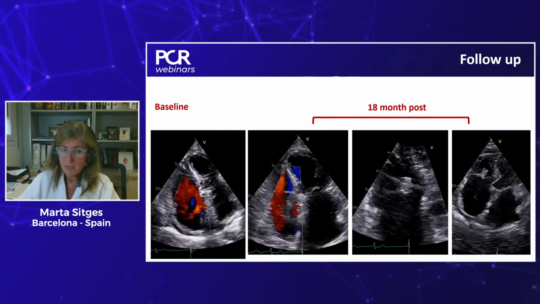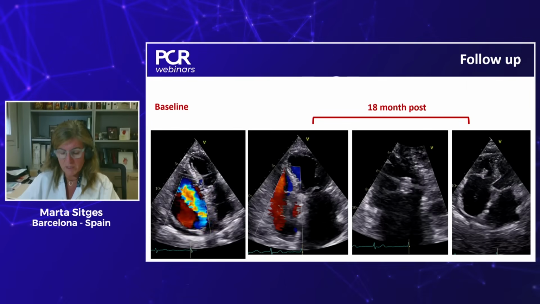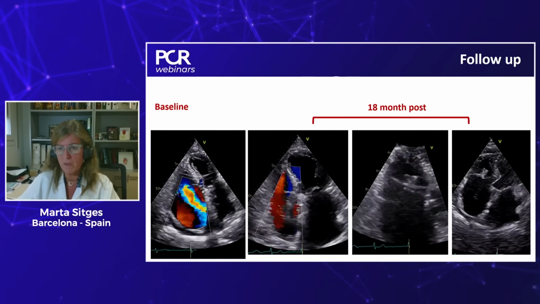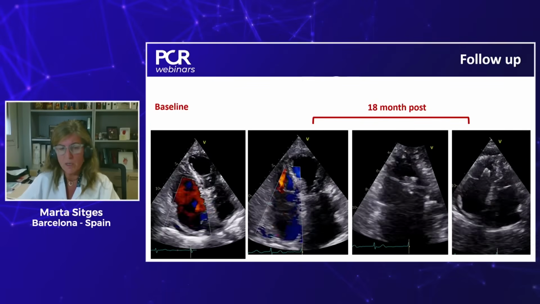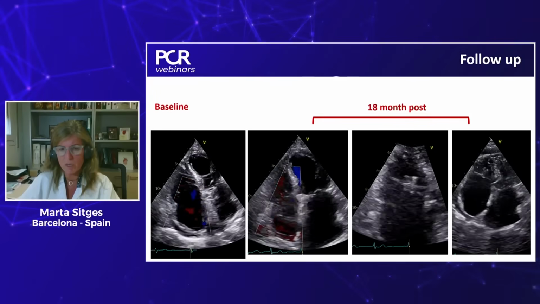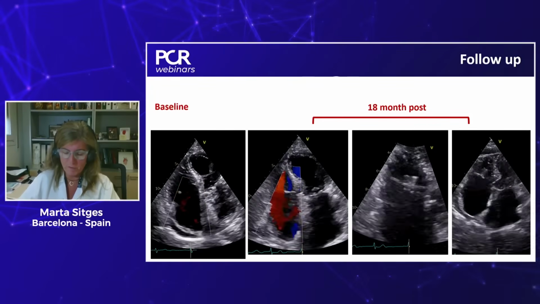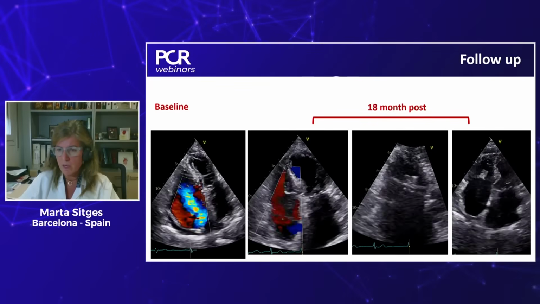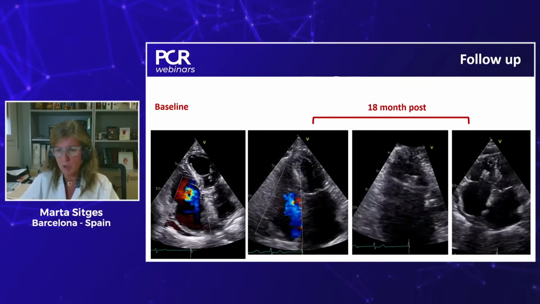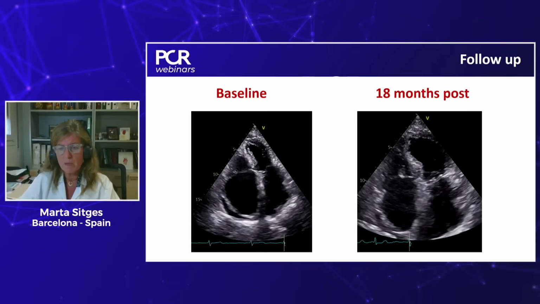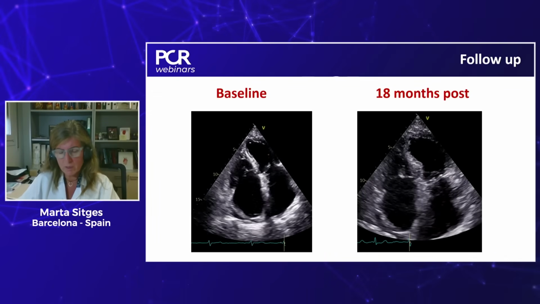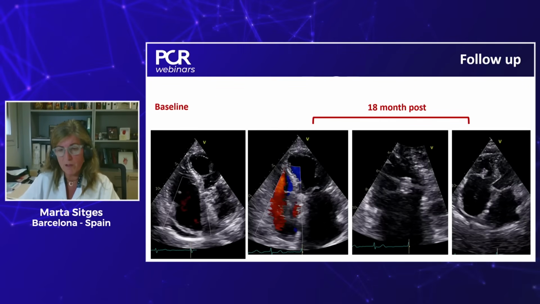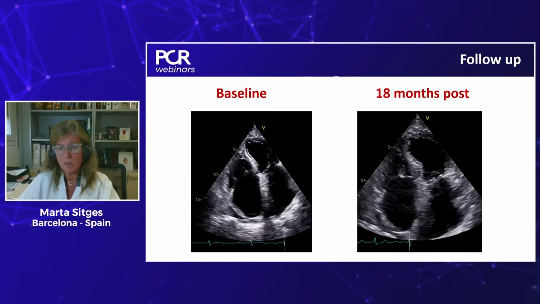So this is the baseline transthoracic echocardiography of this lady, and this is the transthoracic echocardiography 18 months after the procedure, where you see there is still mild tricuspid regurgitation, a very blue-flow tricuspid regurgitation in the right atrium. The clips are well attached, as you can see in these zoomed images. But I want to highlight the important remodeling of the right ventricle this lady showed.